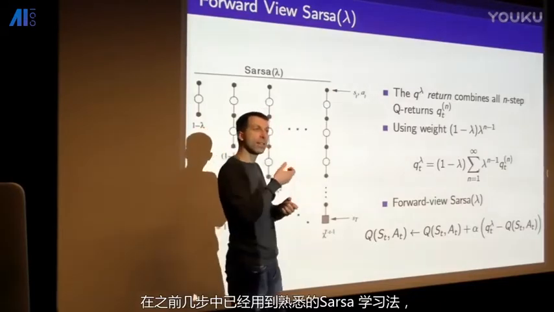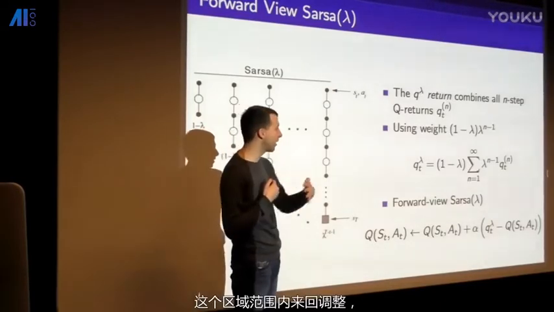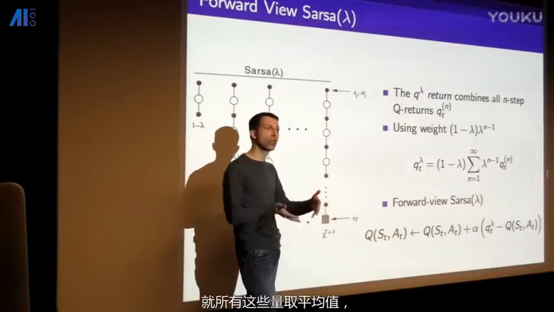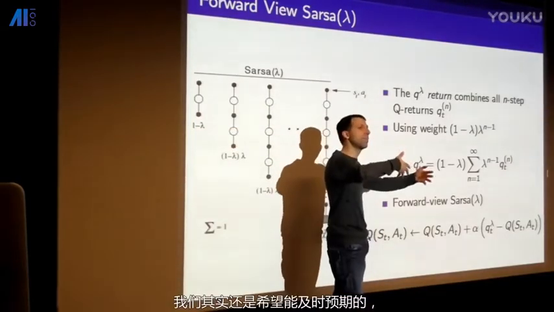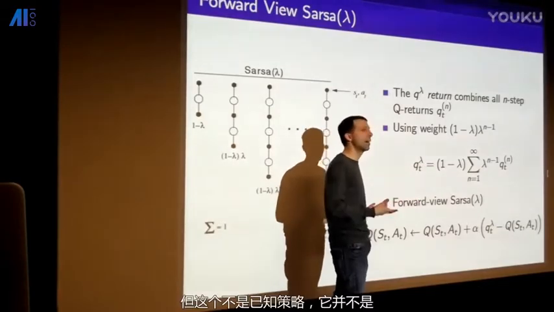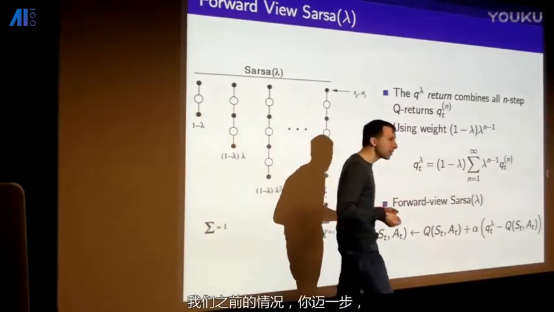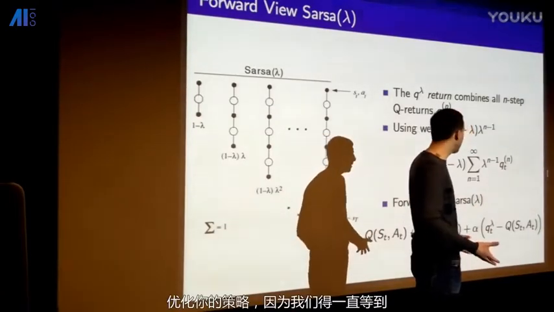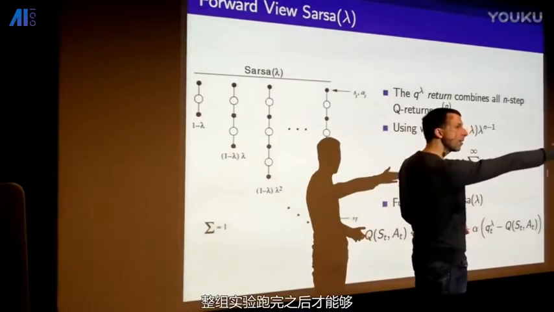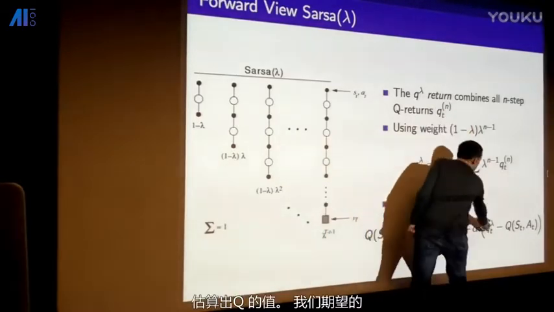So now we've got this control where we can choose our bias-variance trade-off in between and average over all of these things. The only problem is that we're looking forward in time. This isn't an online algorithm. It's not something where we can take one step, update our Q value, and immediately improve our policy, because we have to wait until the end of the episode to compute our Q lambda.